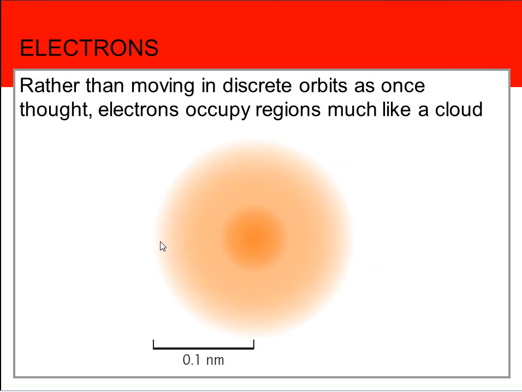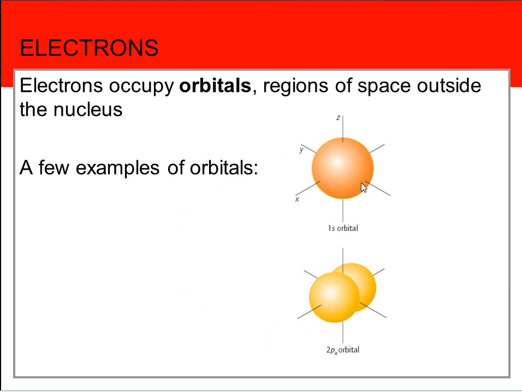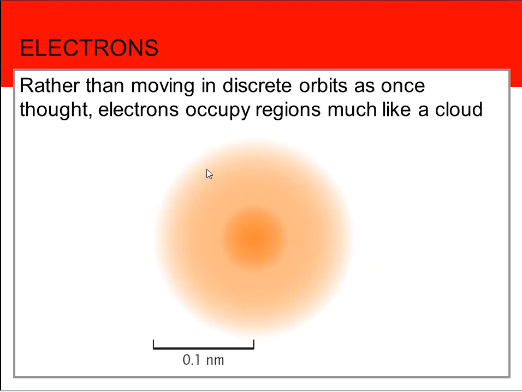And electrons don't travel exactly on the surface of this orbital. They're contained within the volume of that sphere, or the volume of these two lobes. And so they occupy regions like a cloud, not just the surface of the orbital. So if this was an s orbital, a spherical orbital, the electron could be anywhere in here, much like air in a basketball. It is located within the entire volume of that basketball. It's not just on the surface of the basketball.